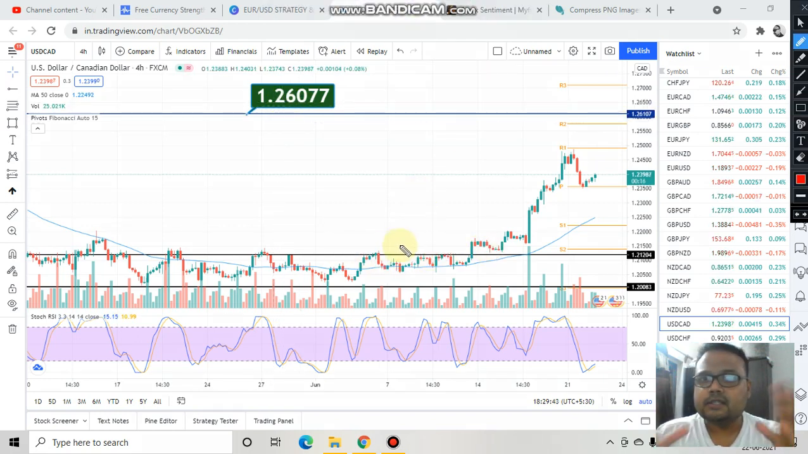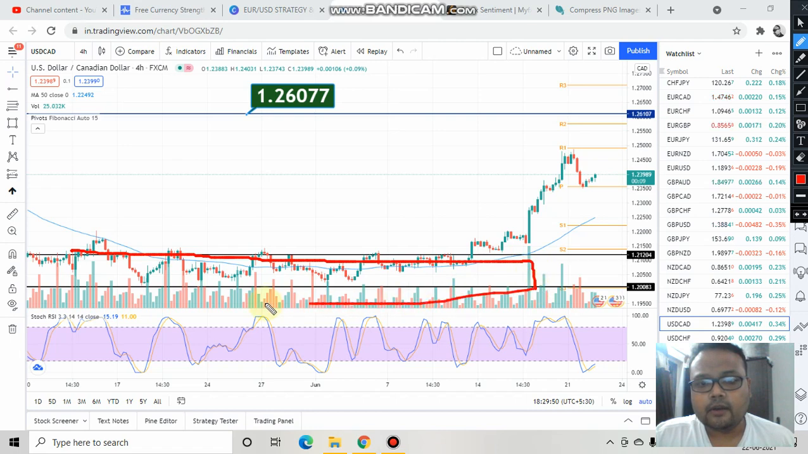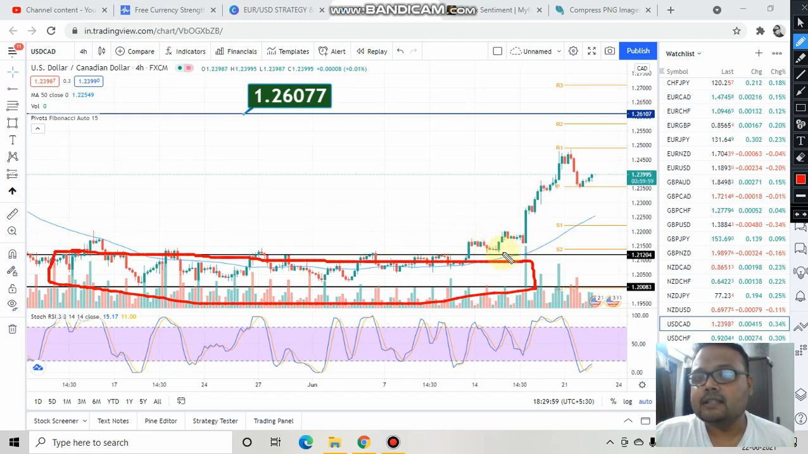USD CAD and USD CHF were trading in a narrow range. We can easily see that they were trading in a narrow range. But once the dollar started getting stronger, the market gained momentum, and just look at how extremely strong the bullishness of the market became.